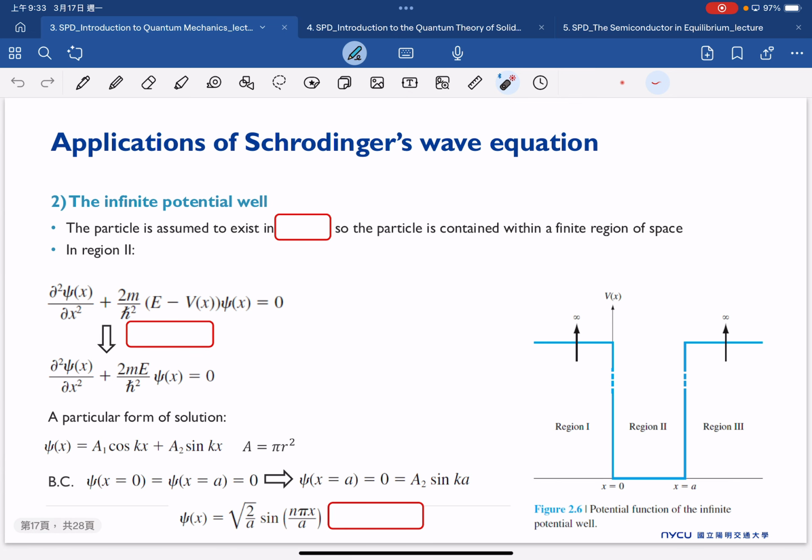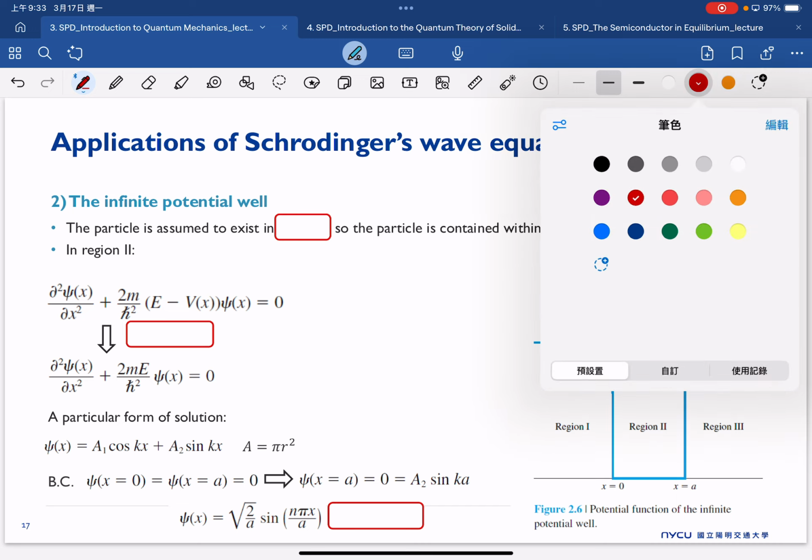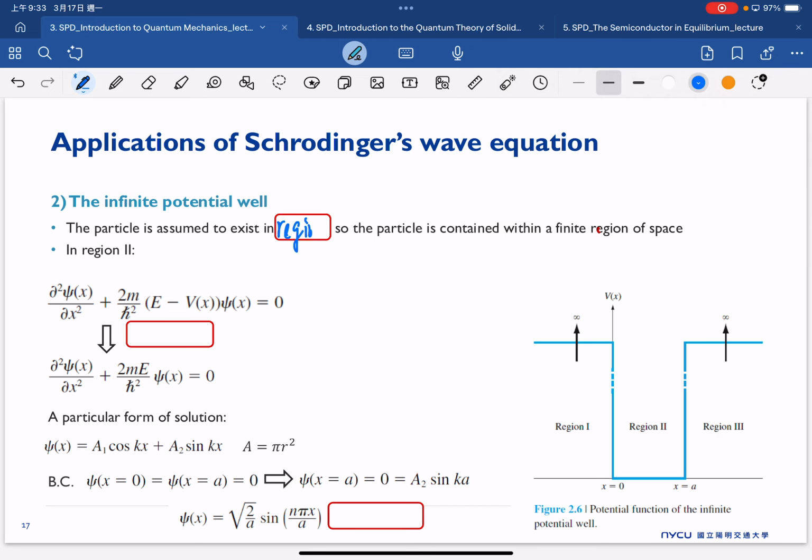Now we'll move to the second case. In the second case, we consider an infinite potential well. We still consider region 1, region 2, and region 3. The main difference is that in region 1 we have the infinite potential well, and in region 3 we also have an infinite potential well. So the particle is assumed to exist only in region 2. That is the assumption in the second case, with the infinite potential well.